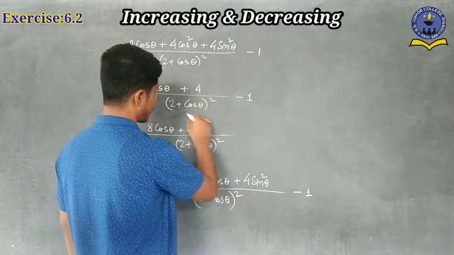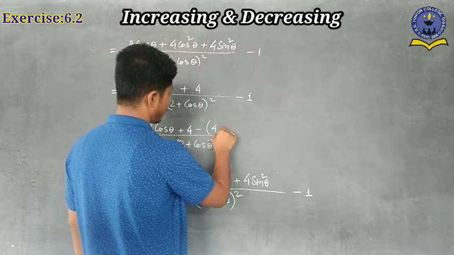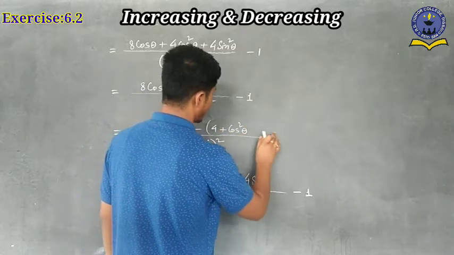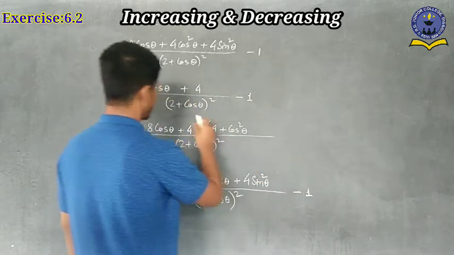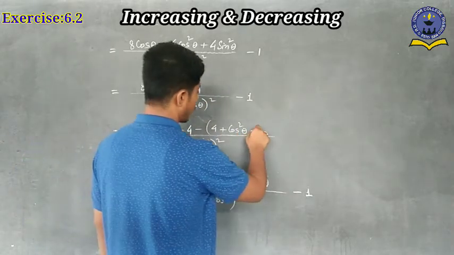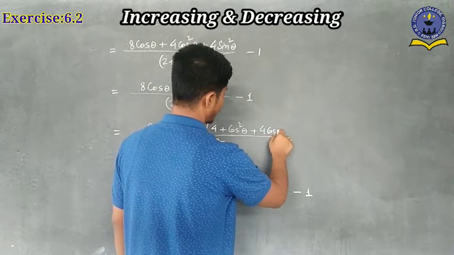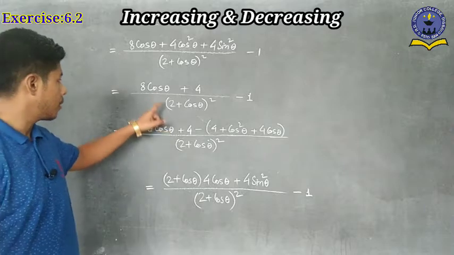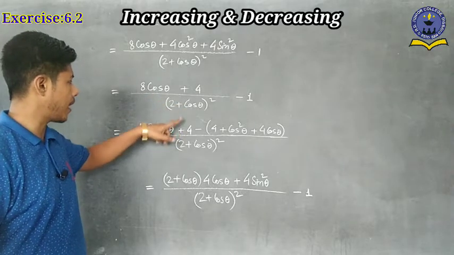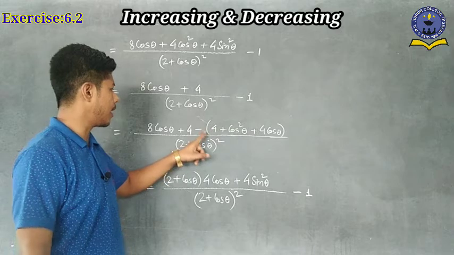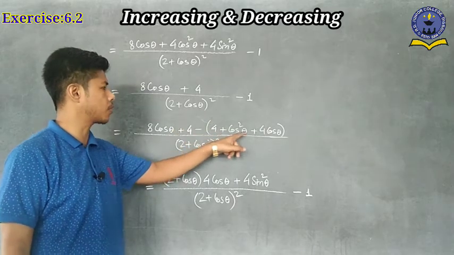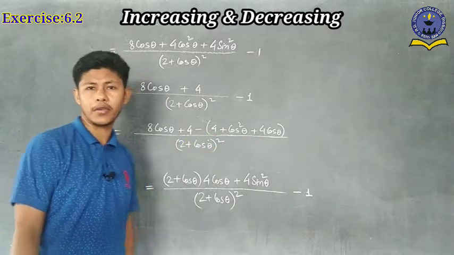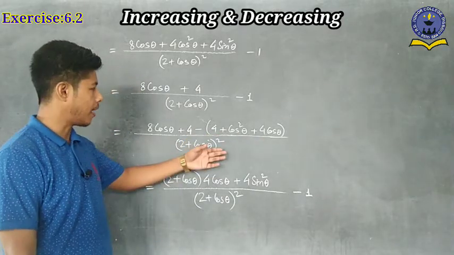Then what we get is minus of, in this case we write 4 plus cos square theta, a square plus b square plus twice ab. Plus twice ab means you write 2 into 4 cos theta, so we write 4 cos theta. I think all of you understood this one. 8 cos theta plus 4 we write first, and then minus 1 we multiply with this result. If you break this result, 4 plus cos square theta plus 4 cos theta, that means a square plus b square plus twice ab. Is it clear?